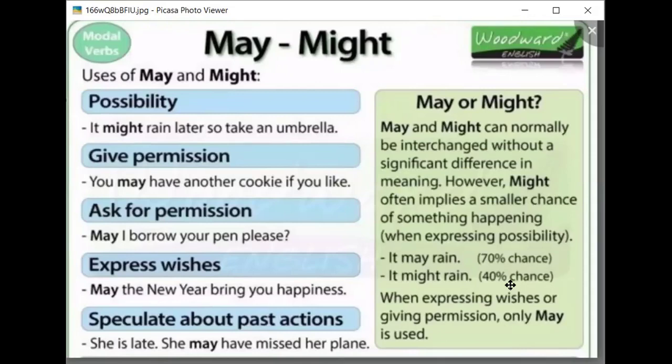Okay, and let's look at some more differences. Now, here, when you are expressing wishes and when you are giving permissions, only may would be used, not might. For wishes and permissions, only may is used. Keep this in mind. Okay, now let's look at the usages of may and might. Hania, can you read two usages, possibility and permissions?